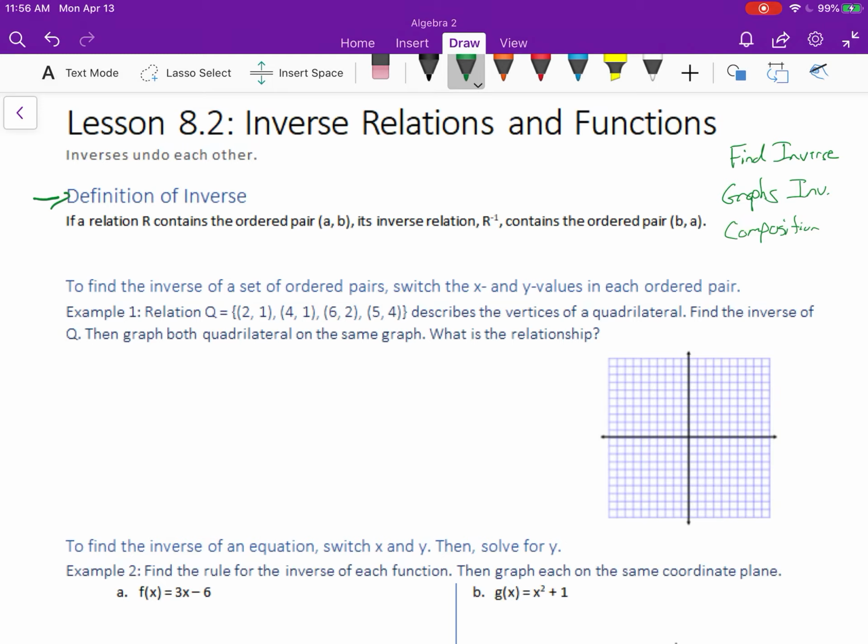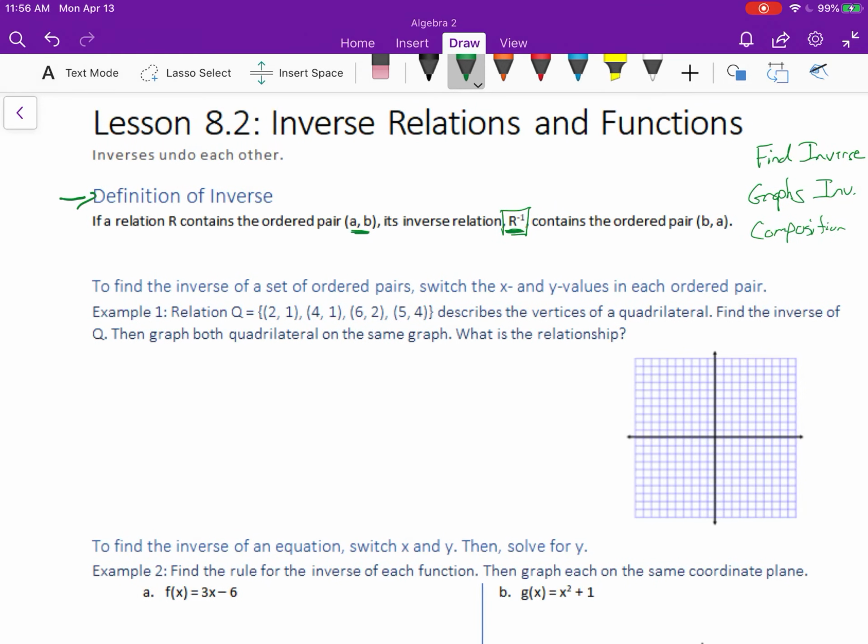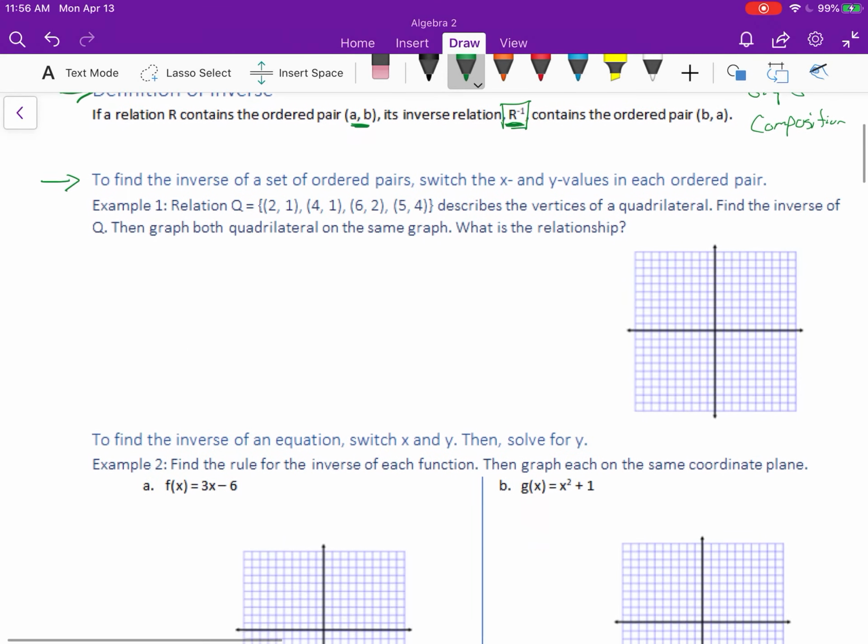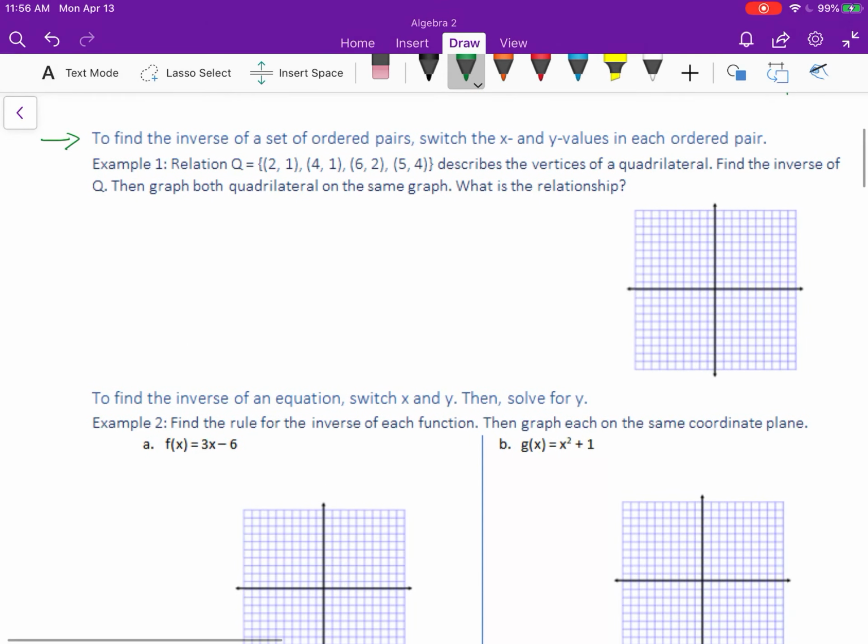So here is the definition of inverse. If a relation R contains the ordered pair (a, b), its inverse relation, and this is how we denote the inverse relation, R with a little -1, contains the ordered pair (b, a). So really what you're doing is switching the x value and the y value. This is very important to find the inverse of a set of ordered pairs: switch the x and y values in each ordered pair. That switching of x's and y's is going to be the main theme for finding inverses.